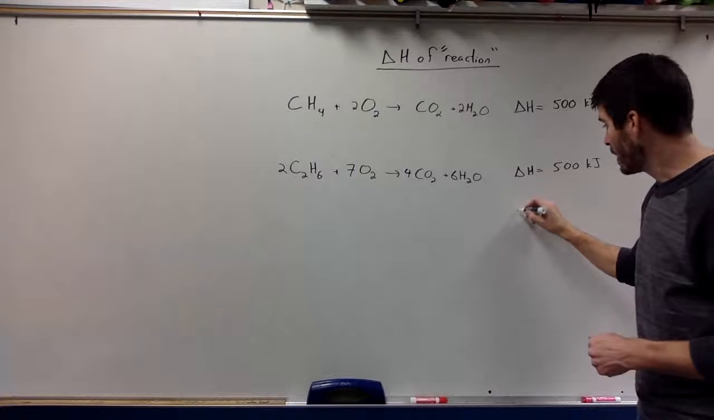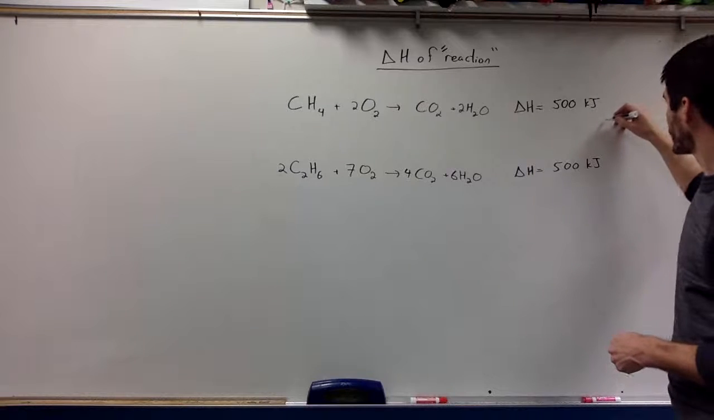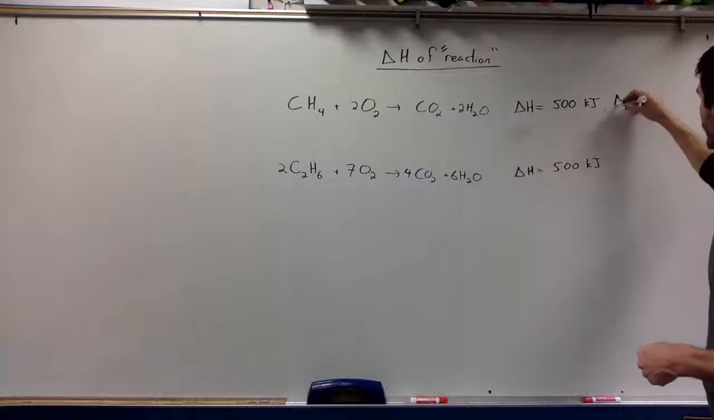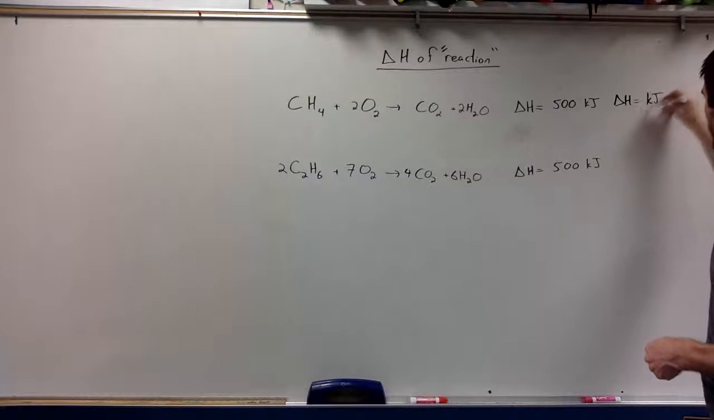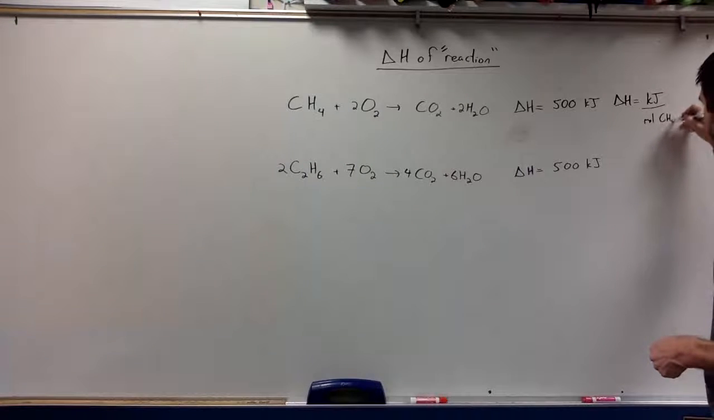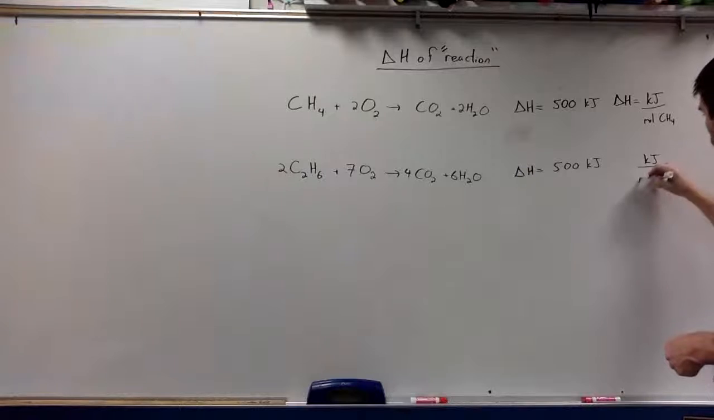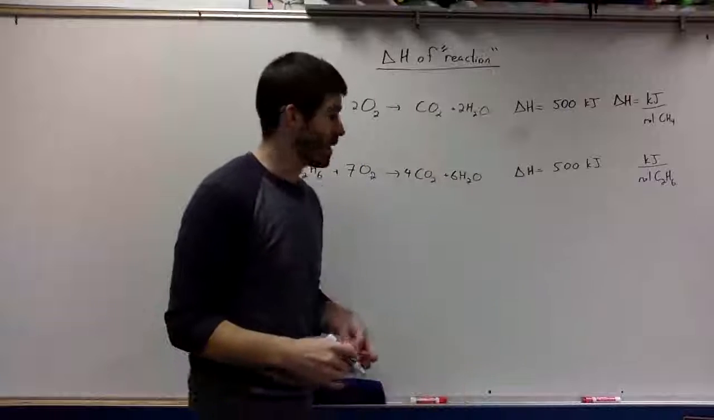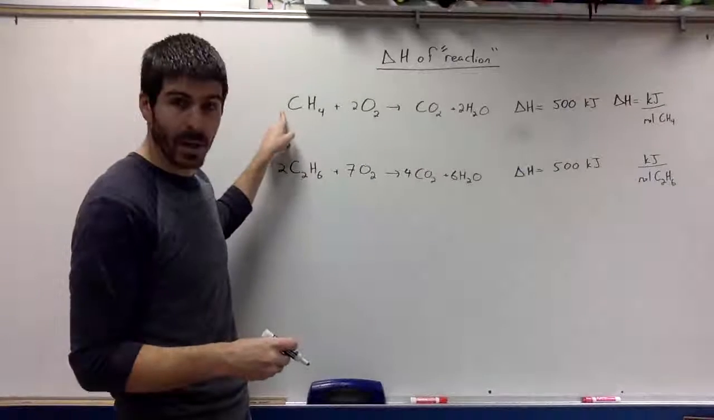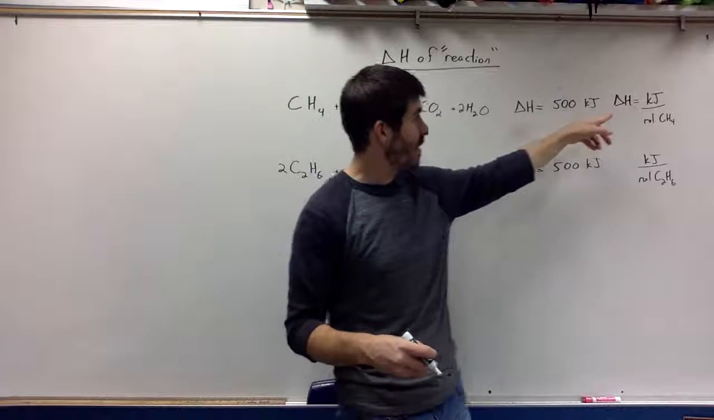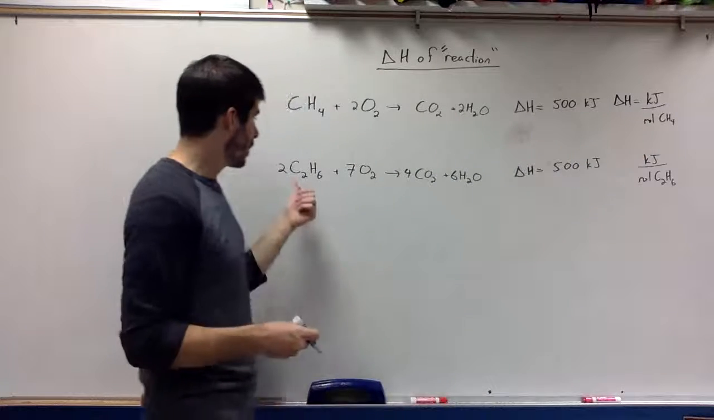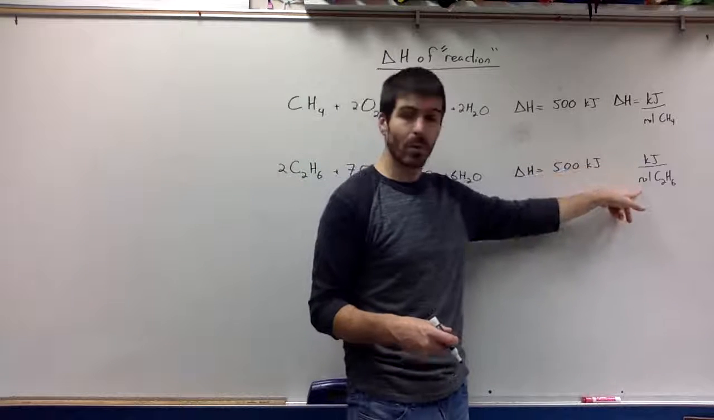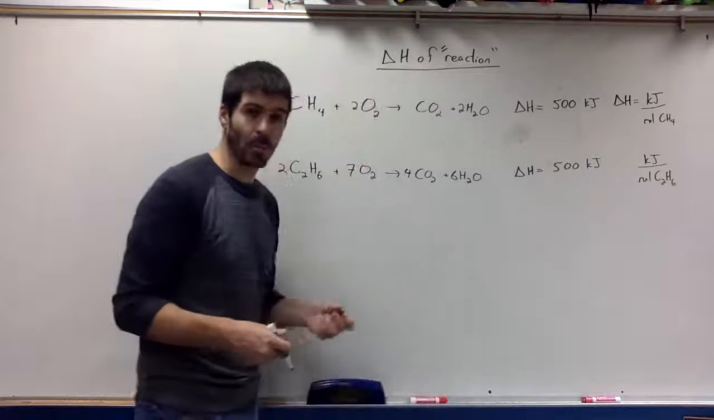What if I wanted the enthalpy for this reaction in kilojoules per mole of methane, and this one in kilojoules per mole of ethane? Well, all of a sudden, I have to account for how many there actually are. This first one, there's only 1 methane, so it's still 500 kilojoules per mole of methane. But over here, I actually have 2 ethanes. So it's going to be 500 over 2. So it's going to be 250 kilojoules per mole of ethane.